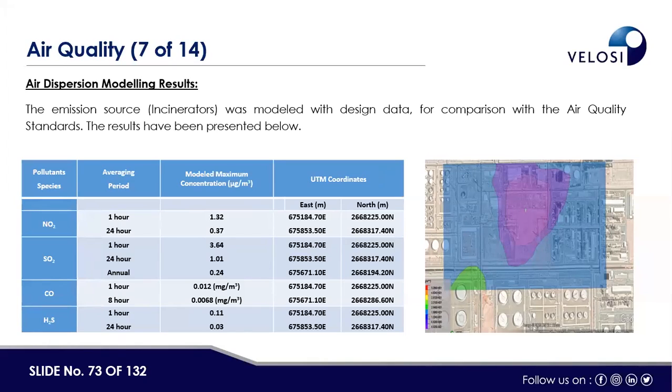And on the left, you can see the model maximum concentration for oxides of nitrogen for 1 hour: we got 1.32 microgram per meter cube. For 24 hour, 0.37. Sulfur dioxide for 1 hour, we got 3.64. For 24 hours, 1.01. For annual, 0.24.